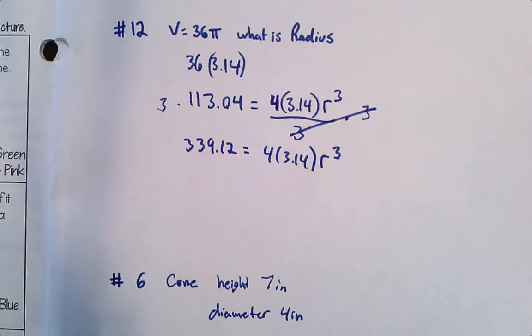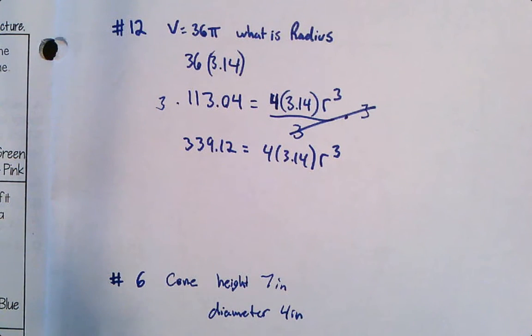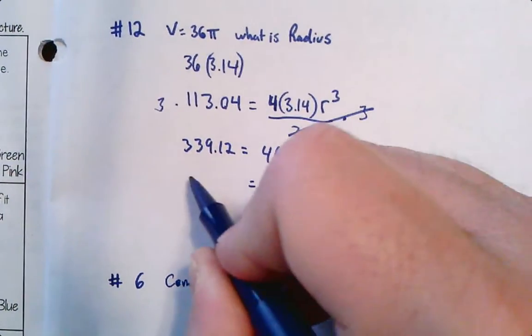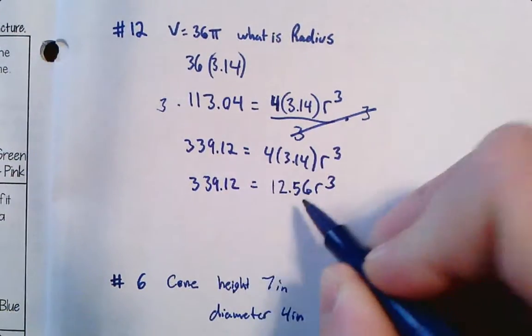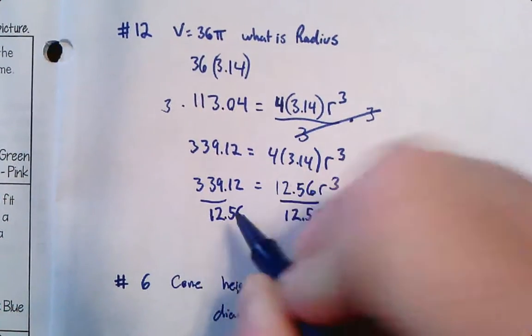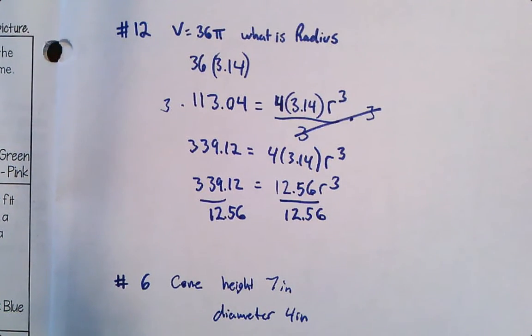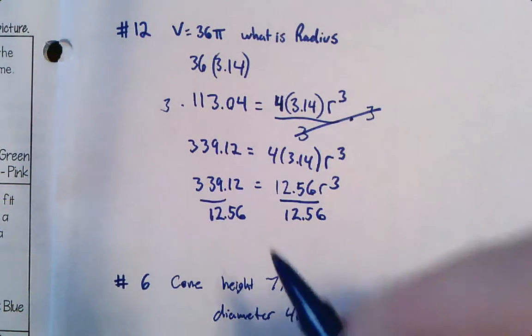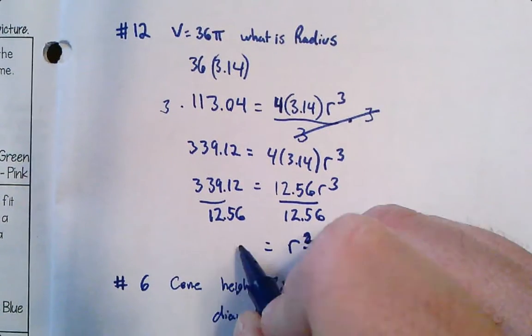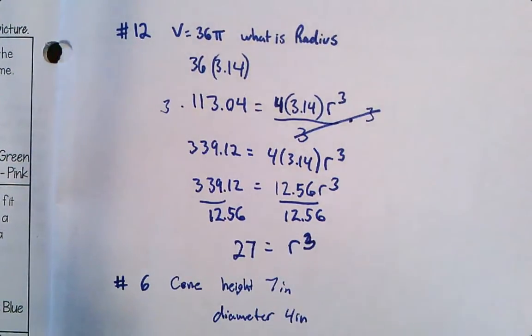Radius cubed. So now I'm going to do this part on my calculator. 4 times 3.14, I get 12.56 radius cubed. And then I divide each side by 12.56. All right, so hopefully this gives me something that's easy to cube root. If not, this is going to be a little bit trickier than I thought. Divided by 12.56, I get 27. Easy. So I get r cubed equals 27.